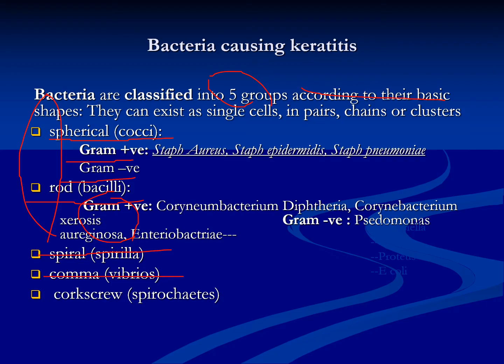The prime examples of gram-positive cocci are Staphylococcus aureus, Staphylococcus epidermidis, and Streptococcus pneumoniae. And the gram-positive rods are Corynebacterium diphtheriae, while the gram-negative rods are Pseudomonas aeruginosa and Enterobacter, Klebsiella, Serratia, Proteus, and E. coli. So these are the main bacteria which are involved in ophthalmic infections, and we'll describe now how to differentiate into gram-negative and gram-positive.